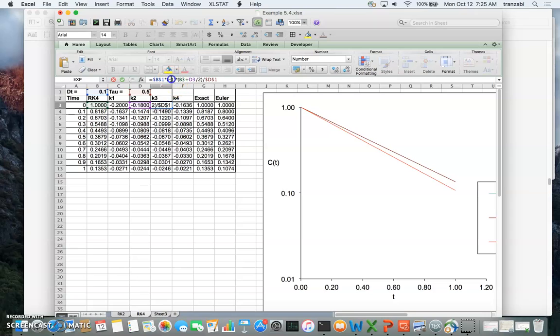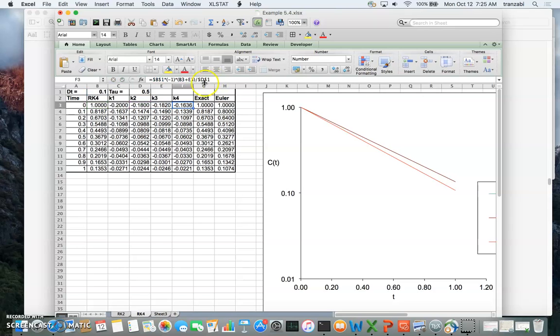That's the K3. Again, it's h, which is dt, times minus, and then we have to evaluate the function at y plus half of K2. So here's the y, the current concentration, the green cell right here, plus half of K2, which is D3, the purple cell. And then the whole thing divided by tau.